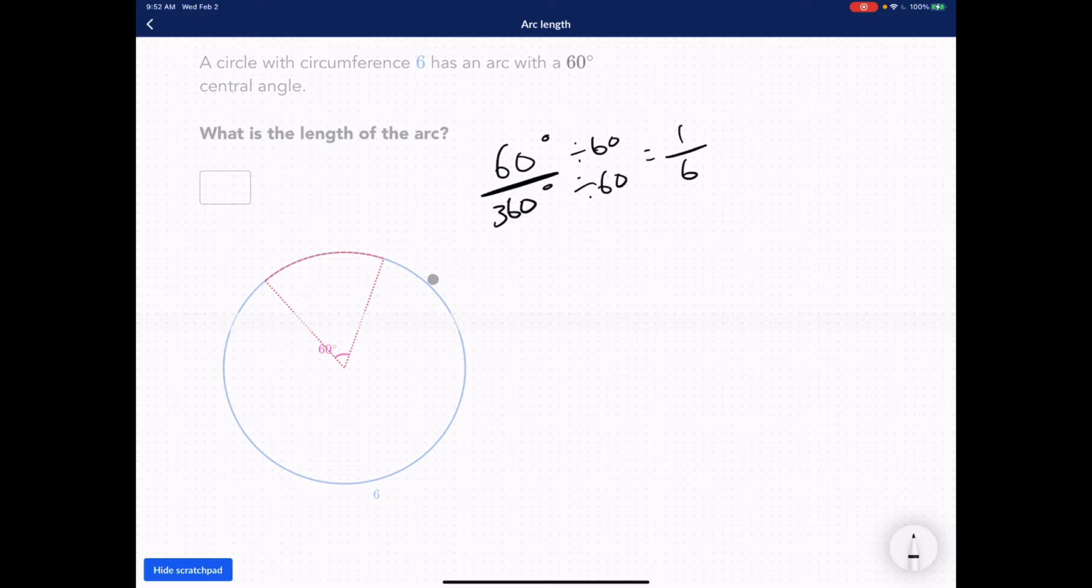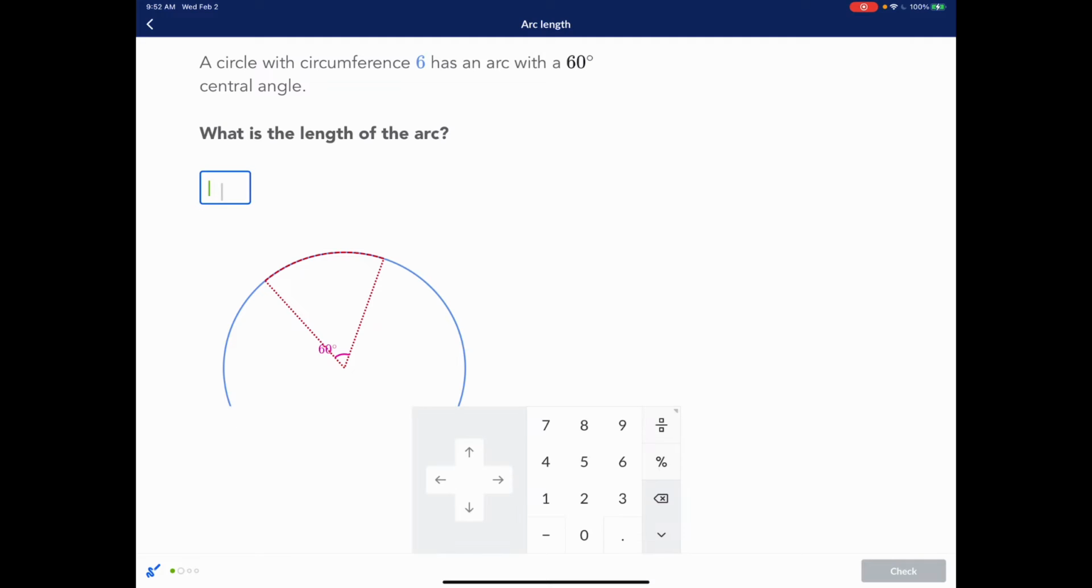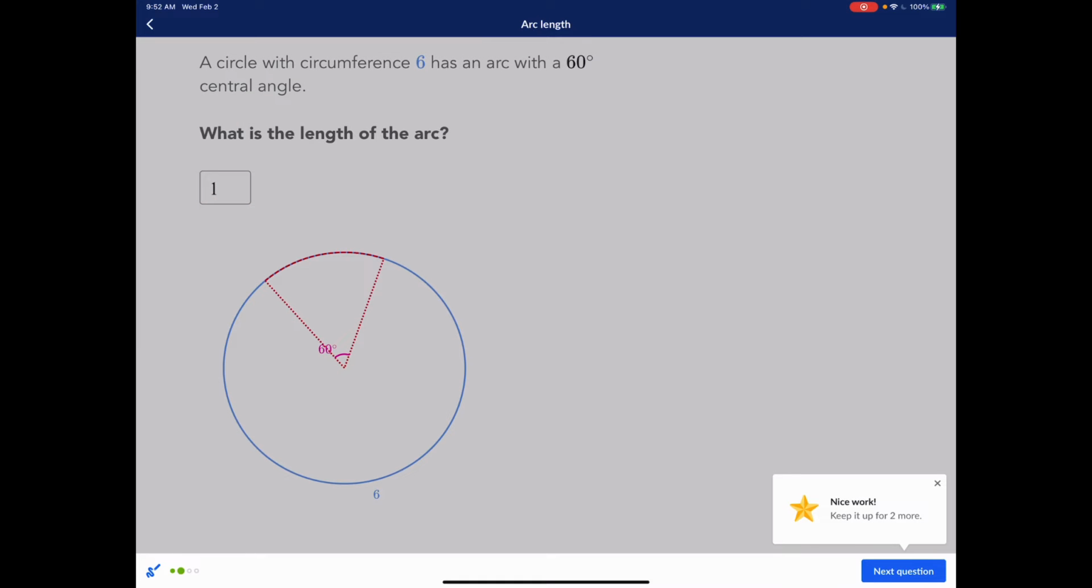They already give me the circumference. So it says the circle with the circumference of 6. So if the entire circumference is 6, and this part is only a sixth of 6, then it would be 1, right? Let's just say I have 1, 2, 3, 4, 5, 6. What is 1/6 of this entire bar? That's going to be 1, right? Or you could do 6 times 1 over 6, and that's 6 over 6, which is just 1. So my answer is going to be 1. A sixth of 6 is 1.